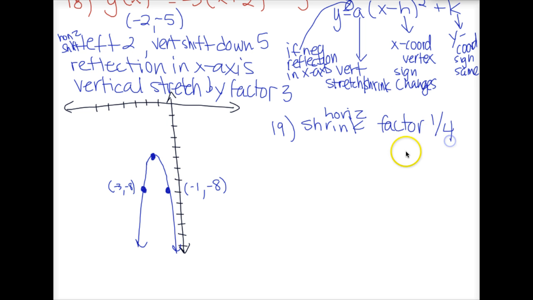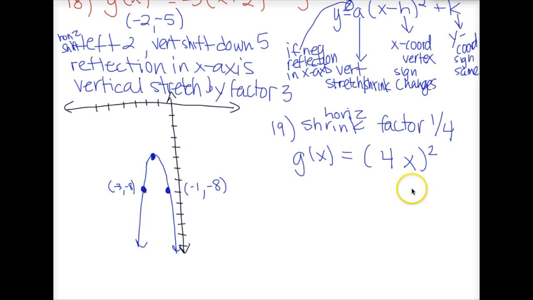So the key here to remember, first of all, is that it needs to go on the inside. So g of x equals, you know the x is going to be there, you know it's going to be squared. The number that goes in here has to be the reciprocal of the factor. So don't put 1/4 in there. It's 4 over 1, which is just 4. So when you're doing a horizontal shrink, it goes in the parentheses, and it's always the reciprocal of the factor.